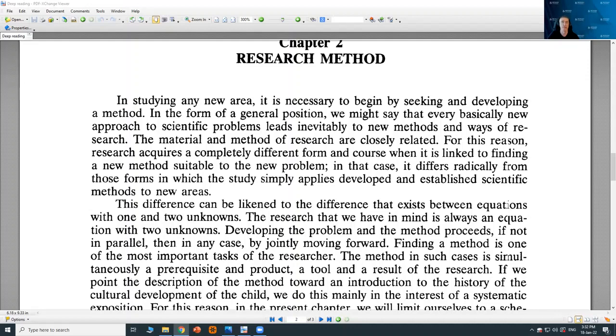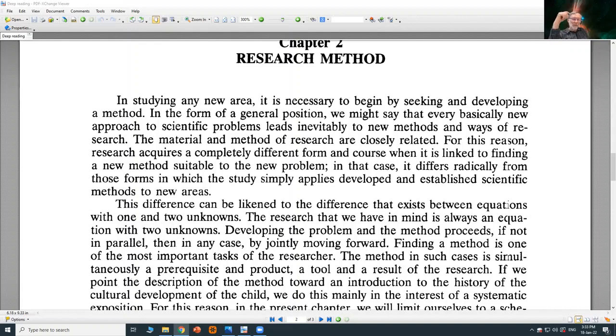So and then look, every basically new approach to scientific problems leads to new methods. So does it mean that we have to first have a new approach, which then leads to the method, or approach and method go together? I think it starts with the problem first. The new approach is necessitated by a problem. And then it leads to new methods, approach and methods. Yeah. So what is an approach if it's not a new method? So what do we mean?